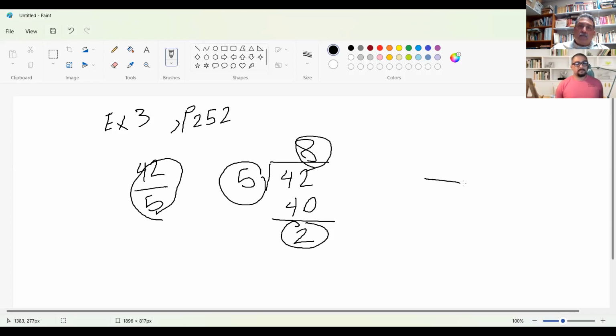So your quotient becomes the integer. So you put 8 here. The denominator stays the same. Your remainder becomes the numerator. So 2 goes to the top. The denominator is the same. And your quotient becomes your integer. Does that make sense? Yeah, that makes sense. Okay. All right.